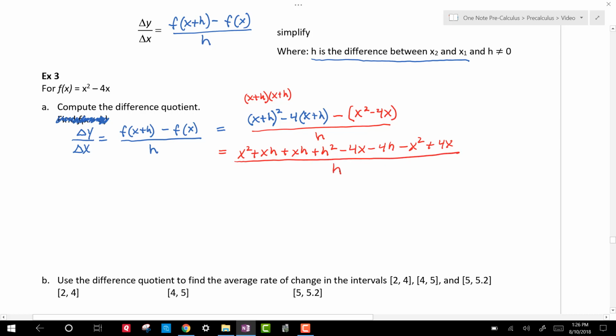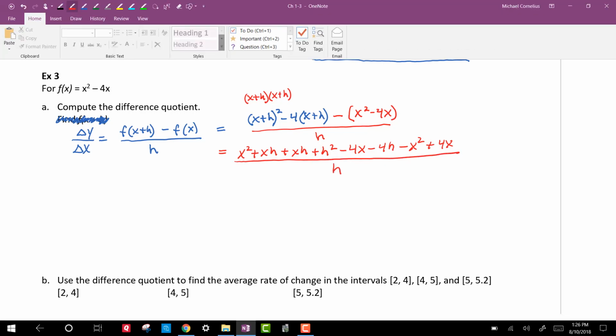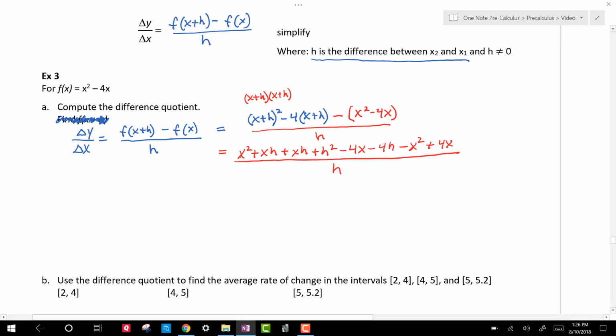Now, watch this. We're going to cancel some stuff out here. x squared in the front cancels out with negative x squared in the back. What else do we have here? The negative 4x here cancels out with the positive 4x here. I believe that's all we have left at this point. So I'm going to combine like terms. xh and xh is 2xh plus h squared minus 4h, all divided by h.